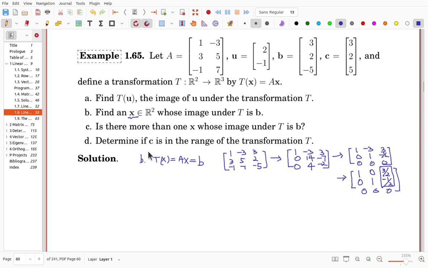Determine if c is in the range of the transformation T. Okay. Let's see part d. Oops. I'll rewrite it here.